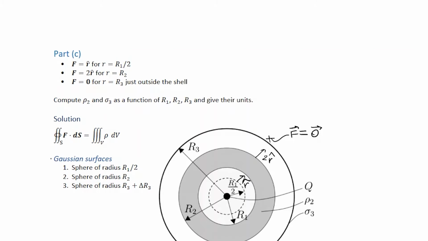To use it, we need to first set up Gaussian surfaces, and we will set those up at the 3 radii where we're told the field. So the first surface would be at r1 over 2. This is here. The second surface would be at r2. And the third surface would be at r3 plus a little bit.